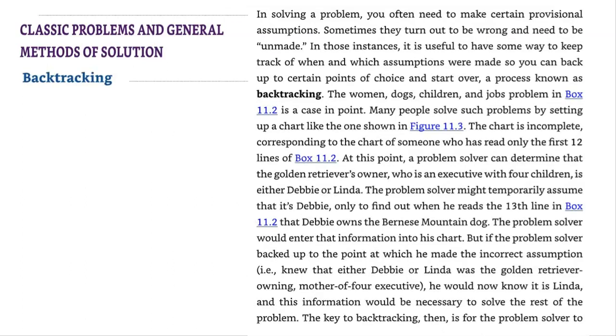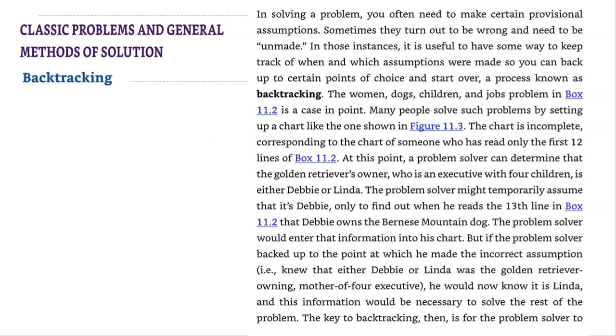And once narrowing it down. So in solving the problem, you need to make certain assumptions. Sometimes they turn out to be wrong and they need to be revised. So in those instances, it's useful to have some way to keep track of when and which assumptions were made, so you can go back up to certain points of choice and start over. And this is backtracking. So the women, dogs, children, and jobs problem makes a case in point. Many people solve these problems by setting up a chart, and here's that chart.